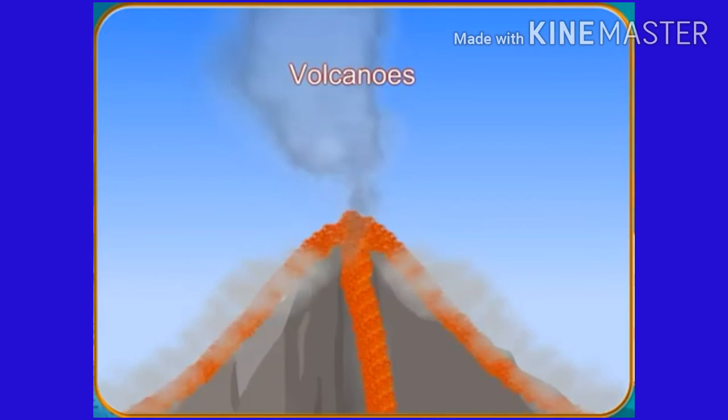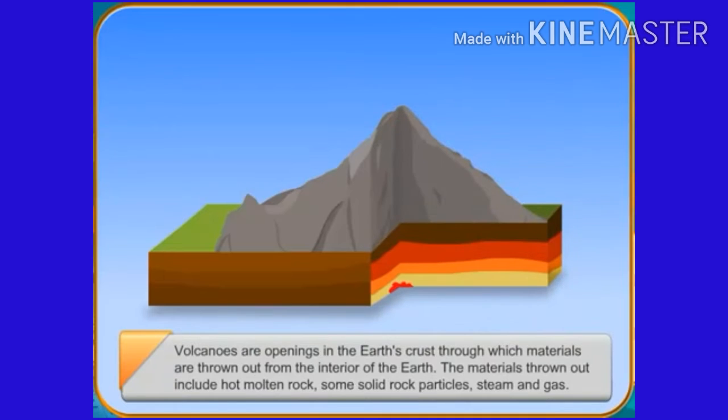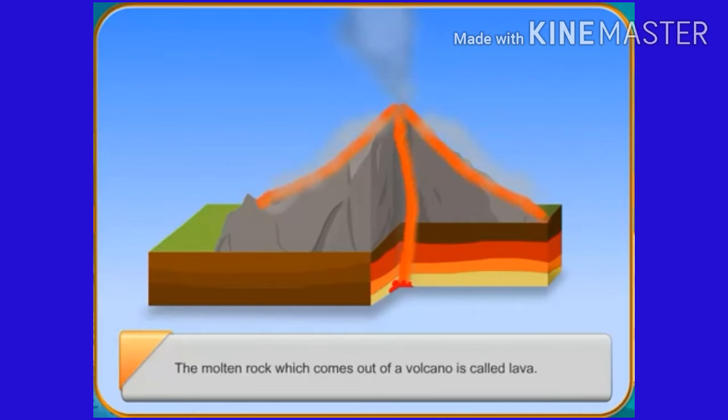Volcanoes. Volcanoes are openings in the earth's crust through which materials are thrown out from the interior of the earth. The material thrown out includes hot molten rock, some solid rock particles, steam and gas. Do you know another word for the molten rock which comes out of the volcano? The molten rock which comes out of the volcano is called lava.